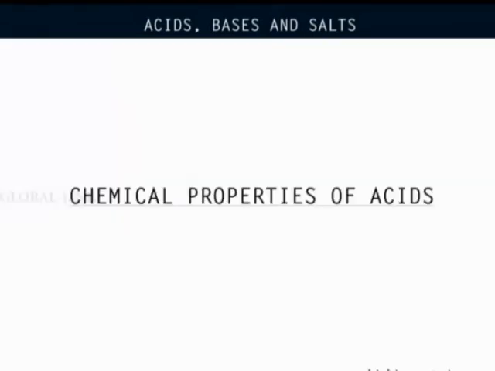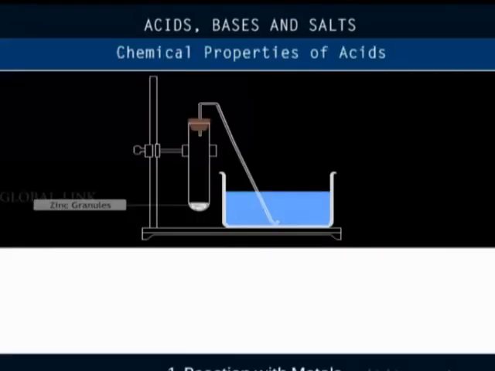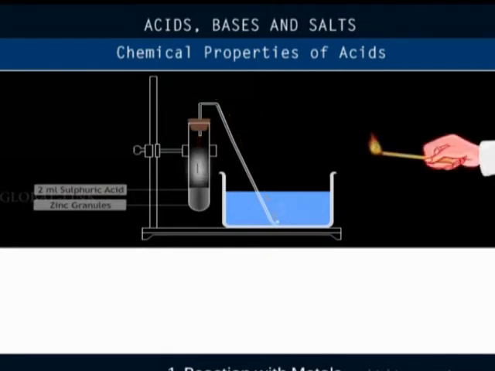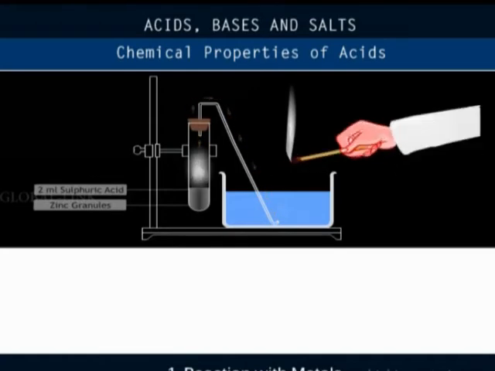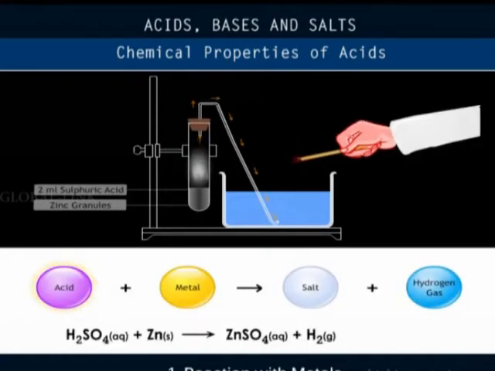Chemical properties of acids. Reactions with metals. In this experiment, we have zinc granules in a test tube. Then we add 2 milliliters of sulfuric acid. We see that a gas is liberated. And when a burning splinter is brought close, a pop sound is produced indicating it's hydrogen. So acids react with metals to form salt and hydrogen gas.